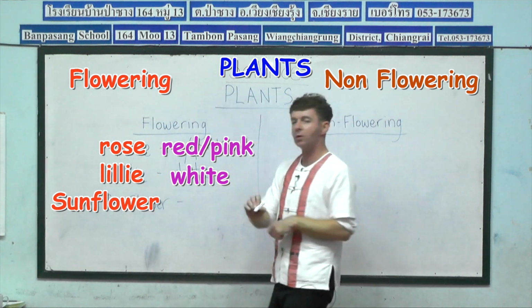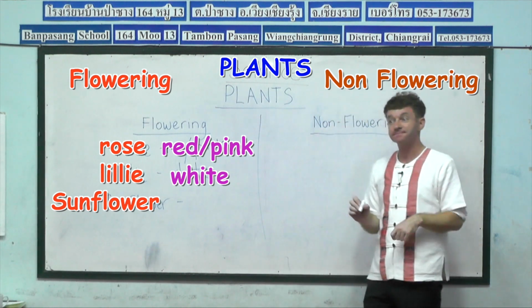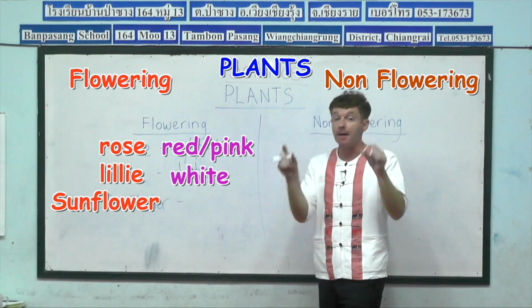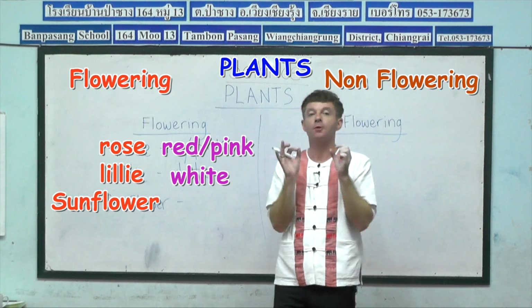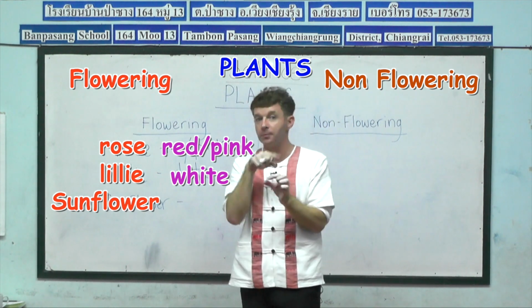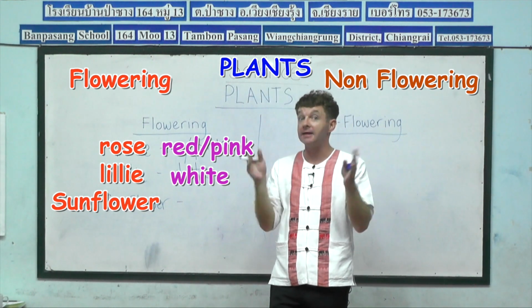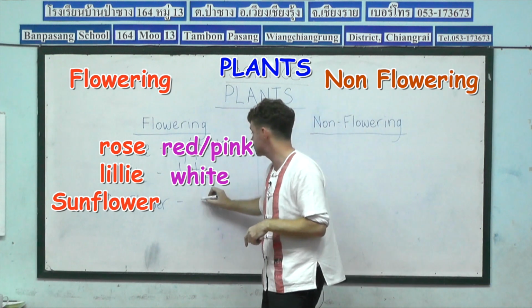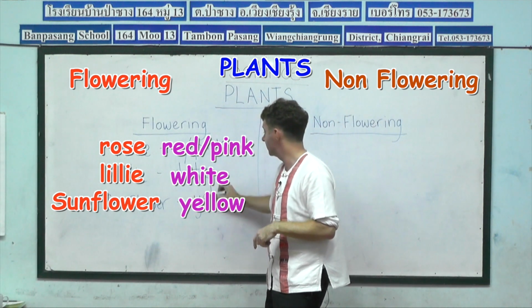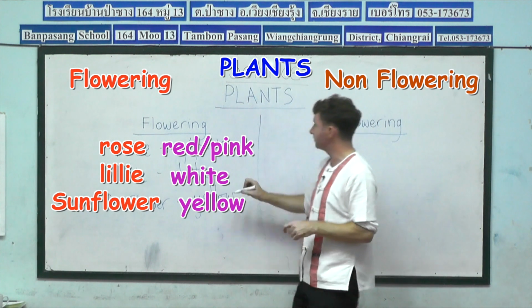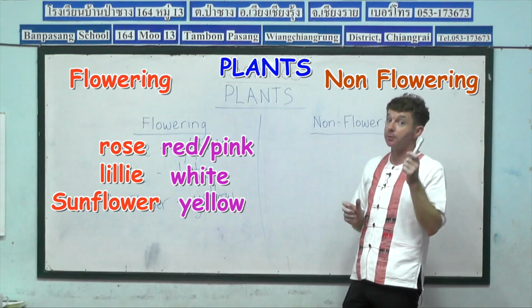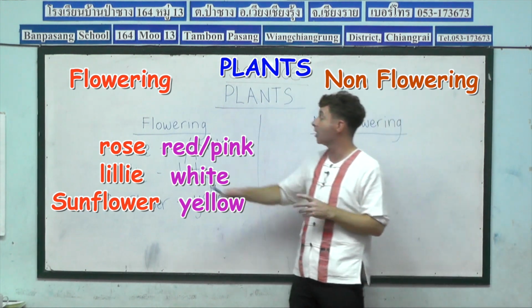S-U-N-F-L-O-W-E-R. Now what colour is the sunflower? Yellow, yes. And maybe the very centre, the pollen of the sunflower will be orange. But mainly the sunflower is yellow, yes. Y-E-L-L-O-W. Excellent. So we've got some examples of flowering plants.